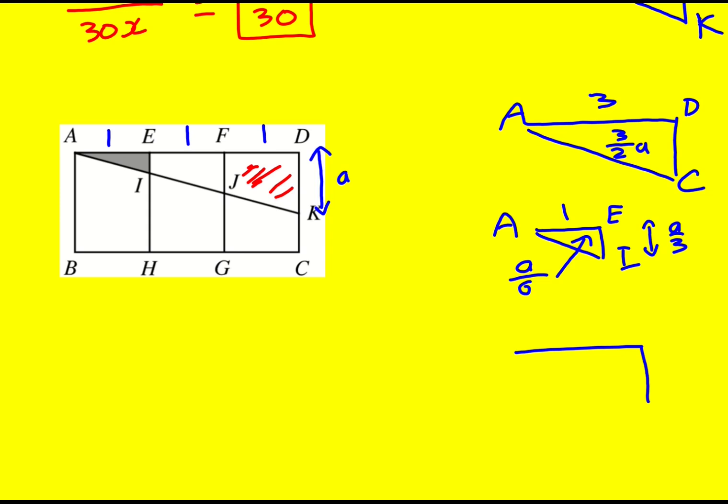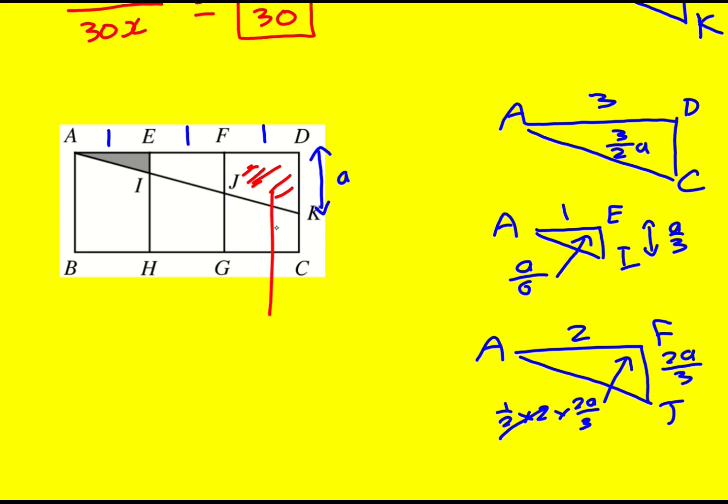Then if I look at this triangle in the middle, AFJ, then this is 2, which means it's twice as big as the smaller triangle, so it's going to become 2/3 A, or 2A over 3. And therefore the area will be 1/2 times 2 times 2A over 3. These cancel, so that's it, 2A over 3.